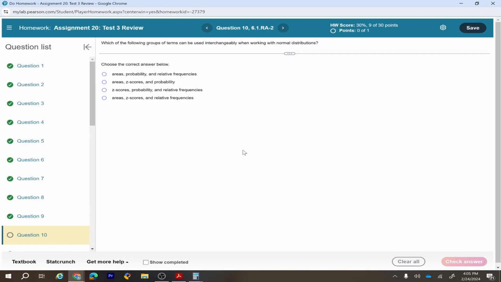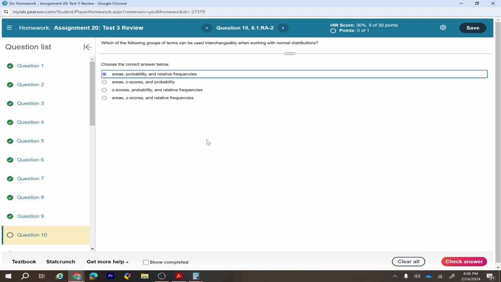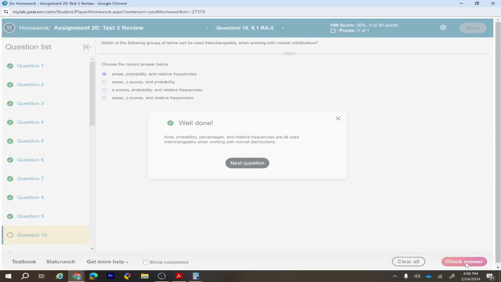Which of the following groups of terms can be used interchangeably when working with the normal distribution? When we work with the normal distribution, area, probabilities, and relative frequency. Relative frequency is also probability. So they represent the same thing.